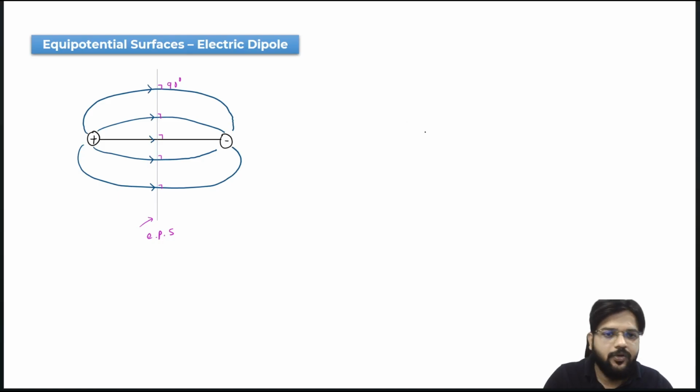Now let's see it. If we have a positive charge, then what type of equipotential surface will we get? So now we have a positive charge. So first of all, what we will do here is draw the electric field lines. So let's see what type of field lines we will get.